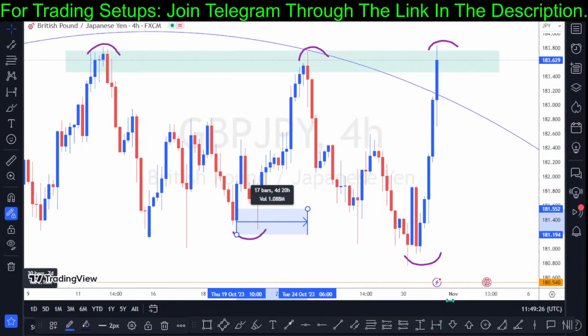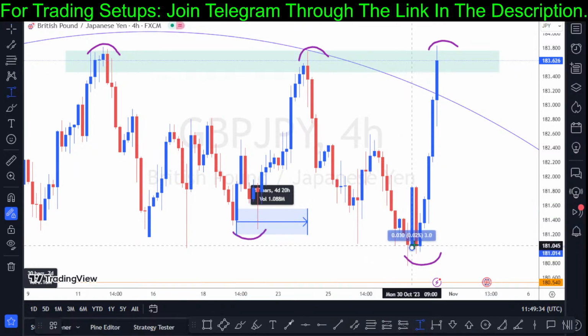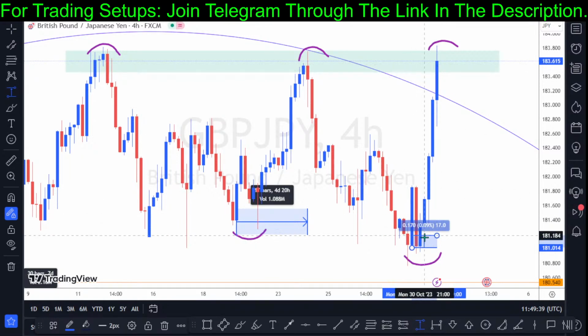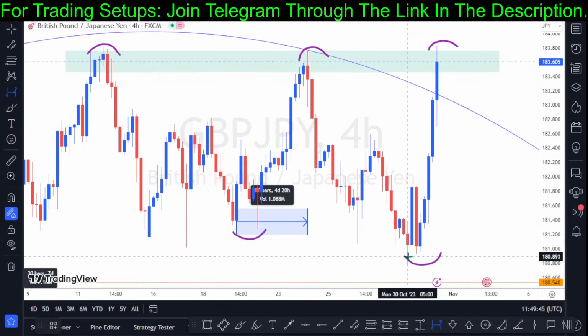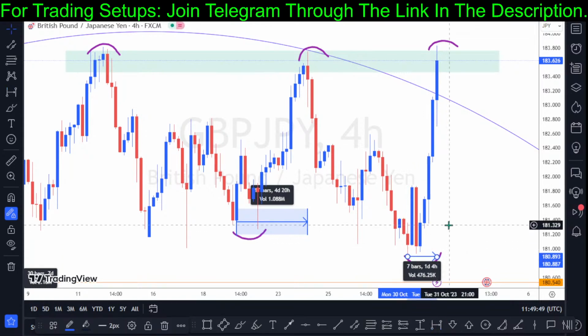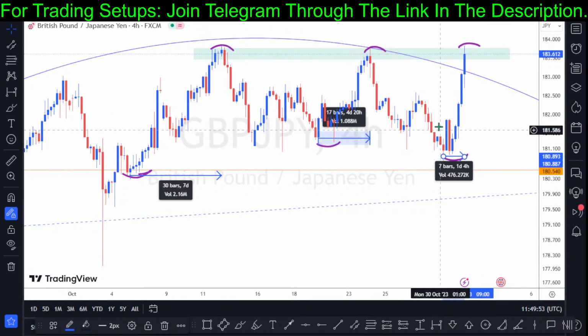You can see that. It took 17 bars, 4 days and 20 hours. And from the swing low right here all the way to the current market swing right here, let's measure the momentum we have from this swing low all the way to the current price zone. You can see it took just 7 bars, which is almost 1 day and 4 hours, which means there is a strong bullish momentum right here.